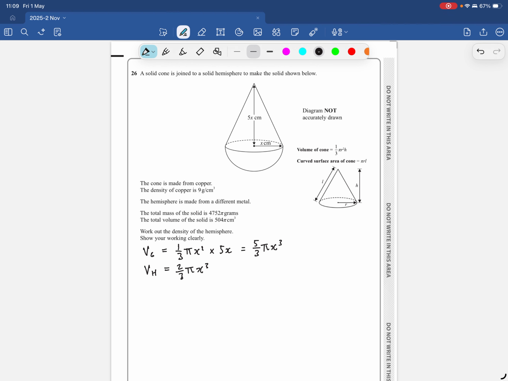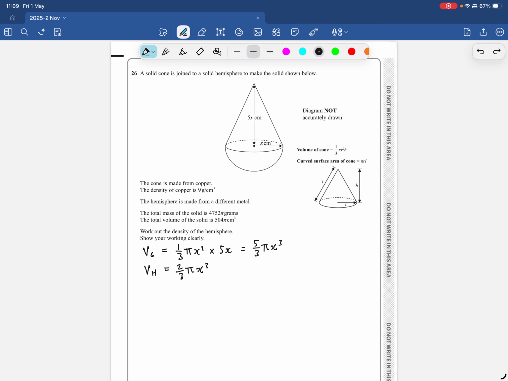So as usual with ratios, that means there's 7 parts. 5 of them go to the cone, 2 of them go to the hemisphere. So that's 5/7 of the total volume goes to the cone, and 2/7 of the total volume goes to the hemisphere.